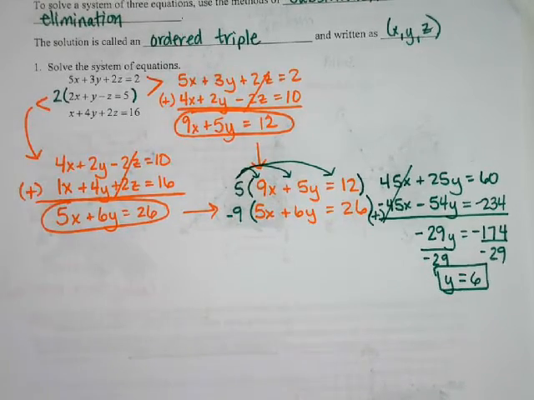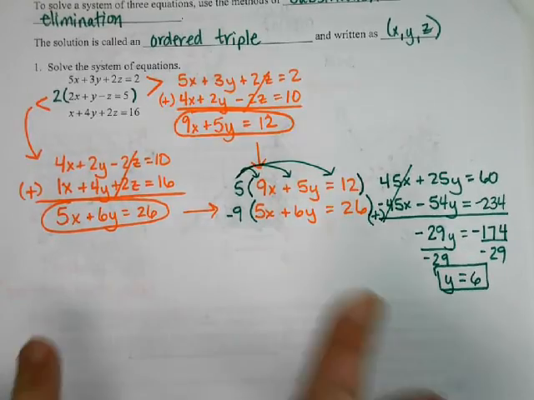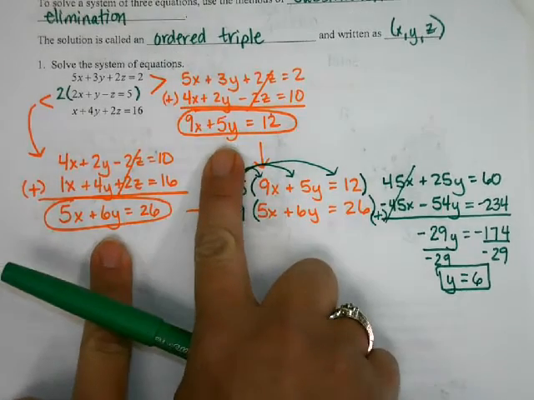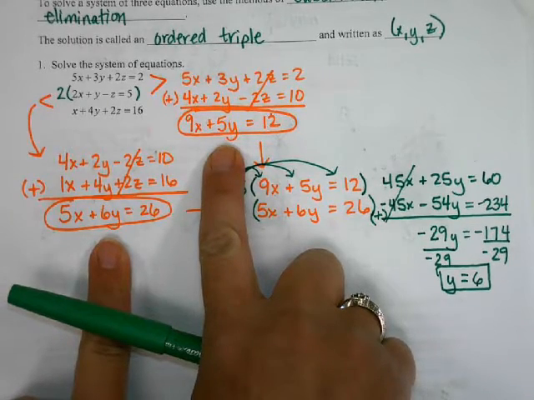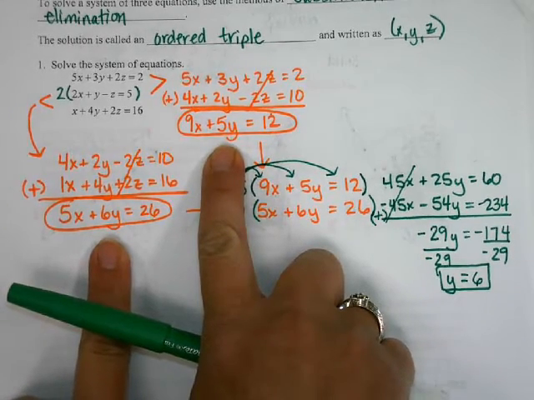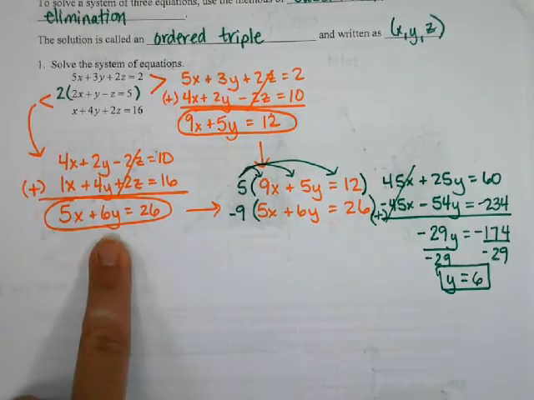Am I done? No. What do I have to do now? I have to plug it in, right? I still have to find x and z. So, remember I said we're going to circle them? That's because we have to find them again, because now we're going to use one of these two guys to find x. Does it matter which one? No, you get to pick. Which one do you want to use? I don't care. The bottom one. Okay, this one's numbers are a little bit smaller.